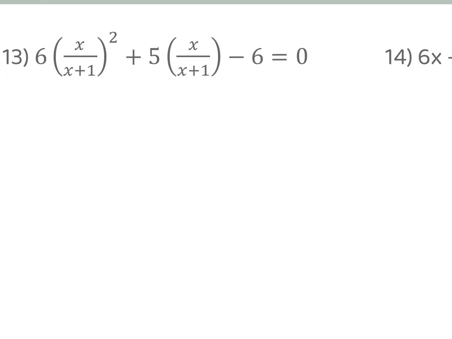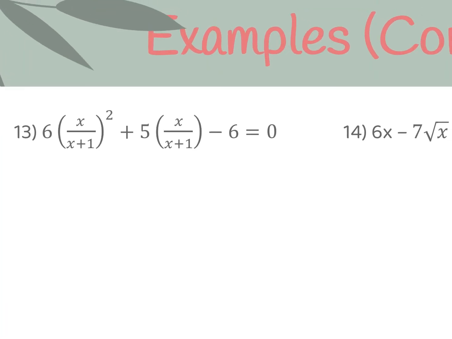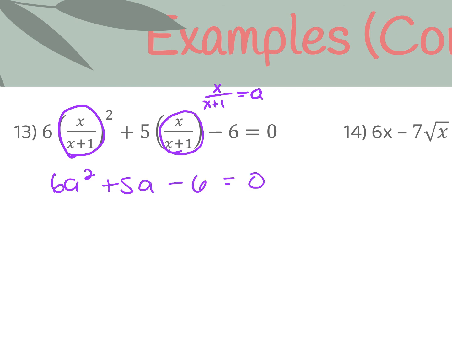13. What could you do? Substitute. That same term is squared on the first one and then raised to the first power in the second one. So this time our substitution is going to be x over x plus 1. So this whole parentheses gets replaced with a. This whole parentheses gets replaced with a minus 6 equals 0.